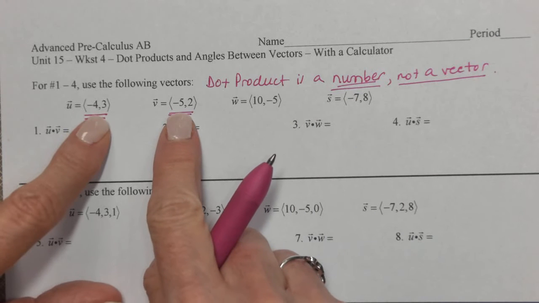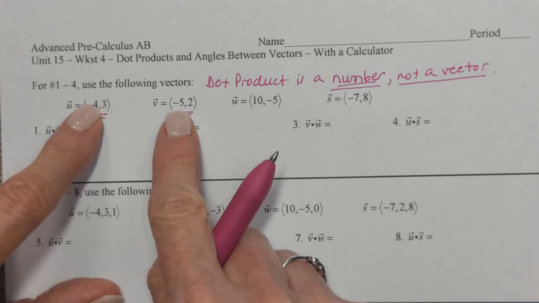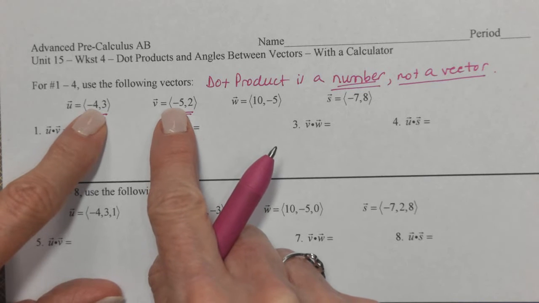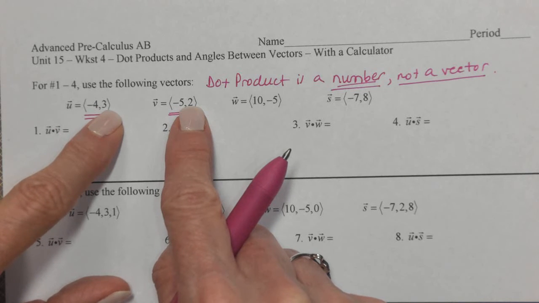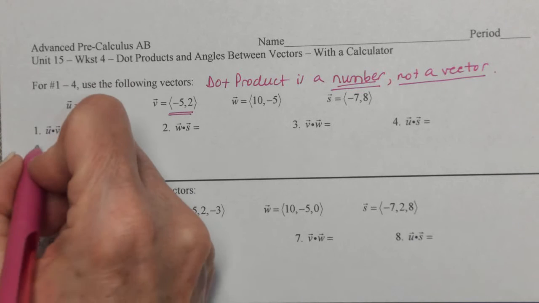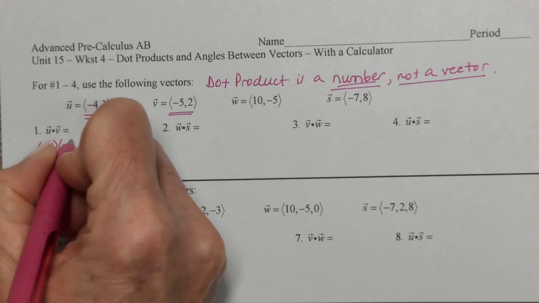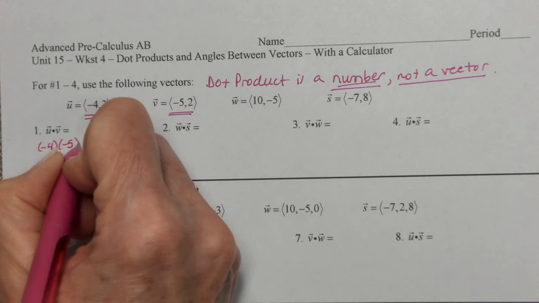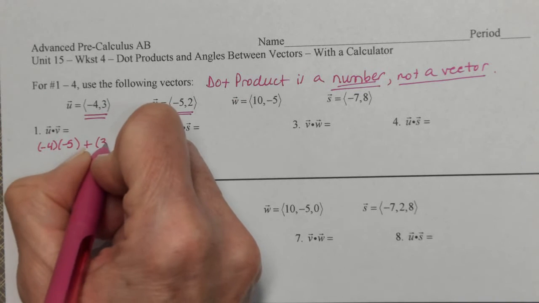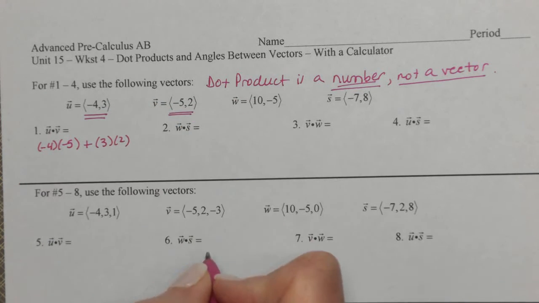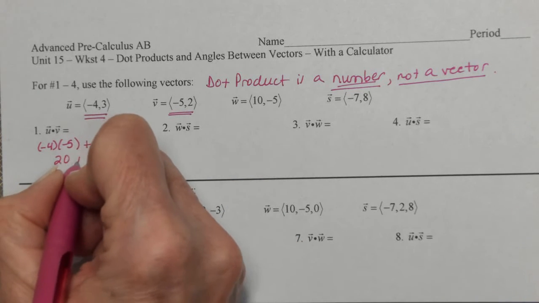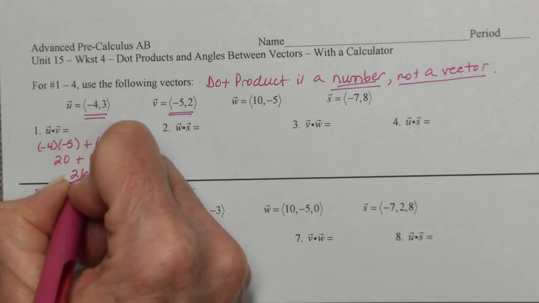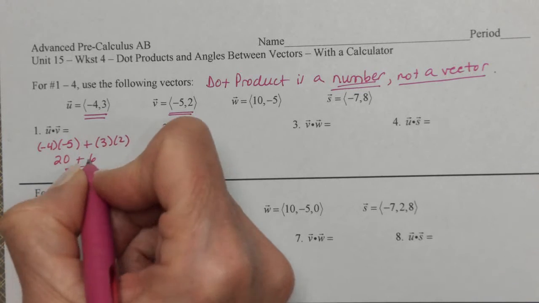So we're going to look at these two vectors to find the dot product. I multiply their x coordinates together, and then I add the product of their y coordinates. So negative 4 times negative 5 plus 3 times 2. Okay? So that will be a 20 plus 6, which is 26. The dot product is 26.